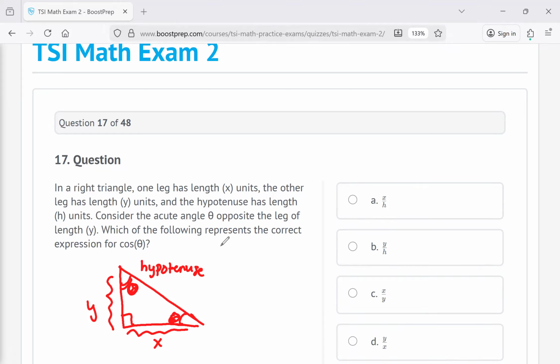Okay. And then what they want you to do is find cosine theta. So it is a right triangle, so you can use SOHCAHTOA. And how we do this is we want to find cosine. So cosine is adjacent over hypotenuse. So the theta does matter because here's theta. The adjacent side is y, and then the hypotenuse is h. Right? So y over h, b.